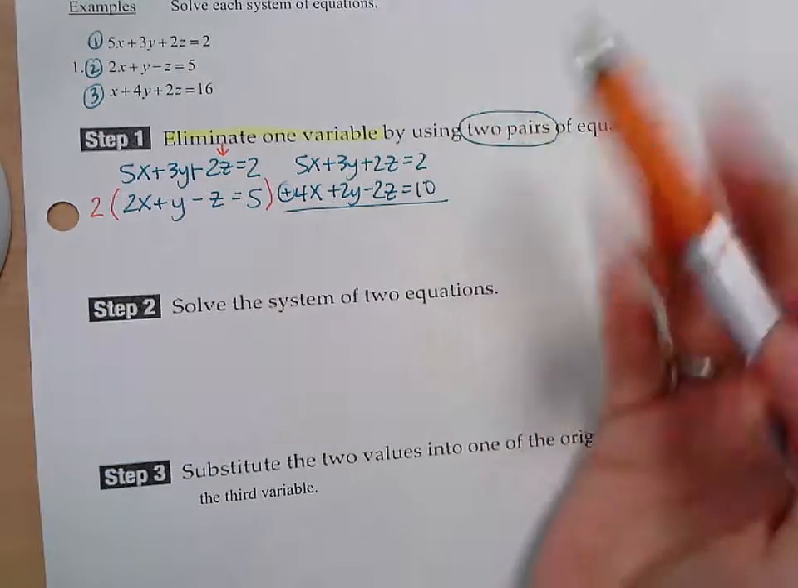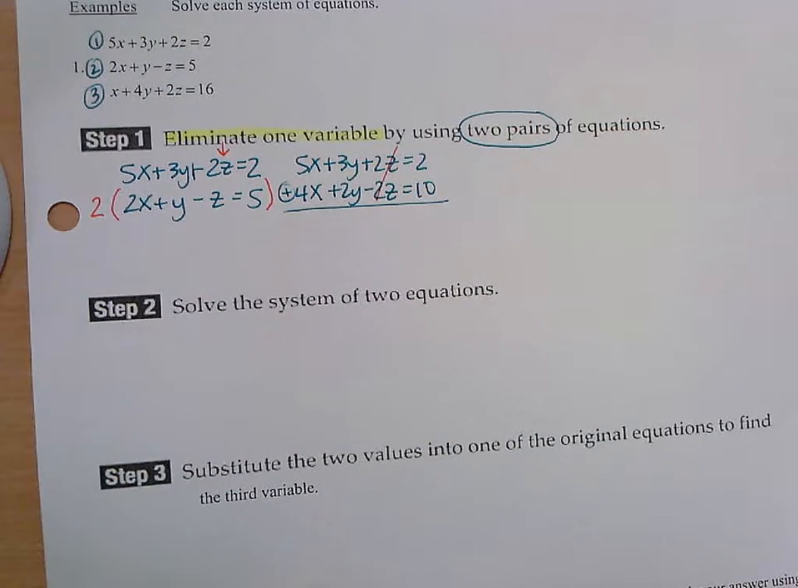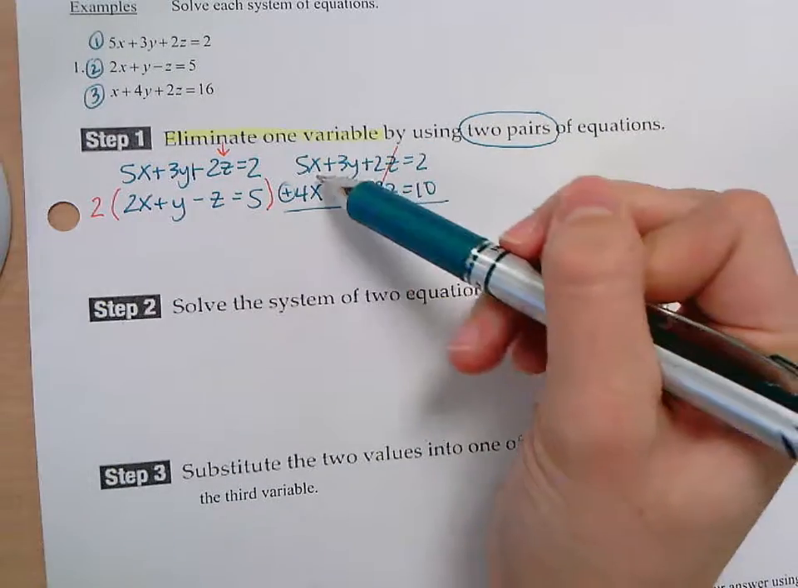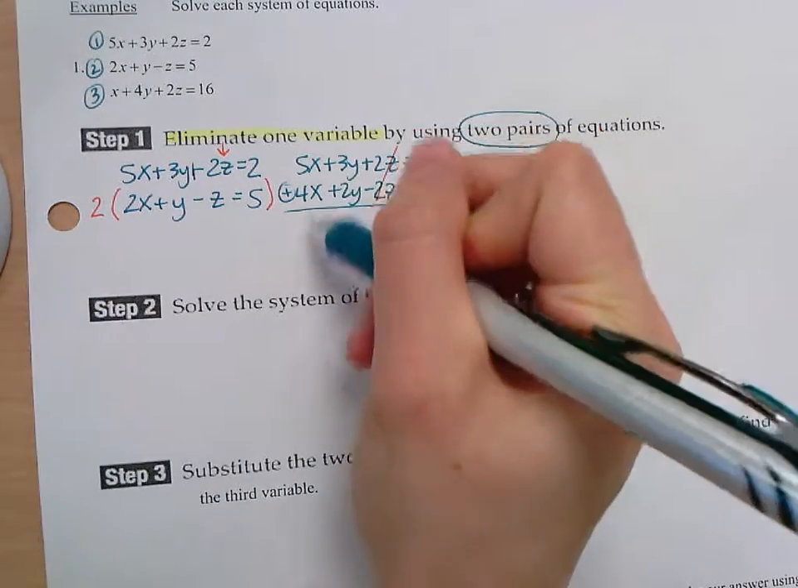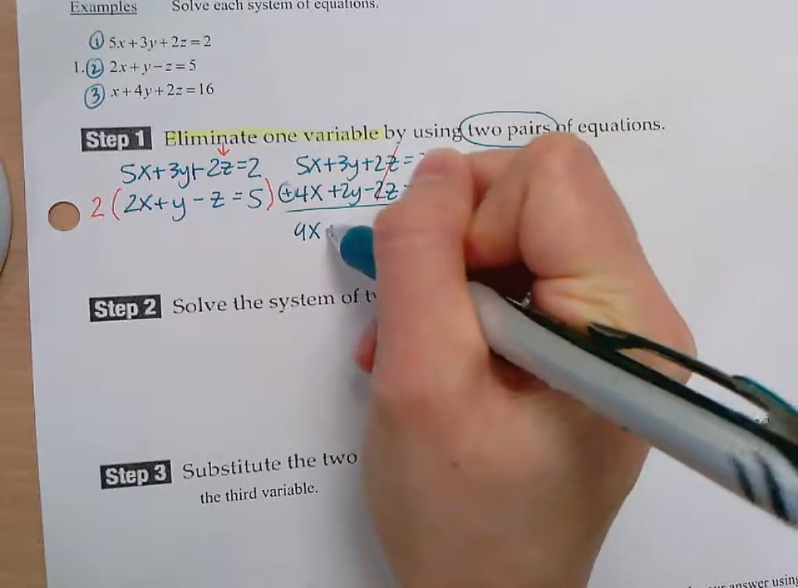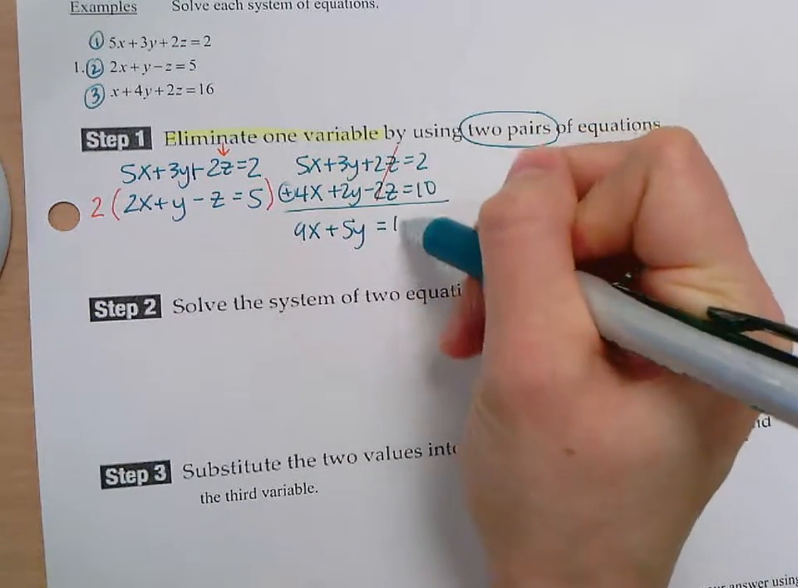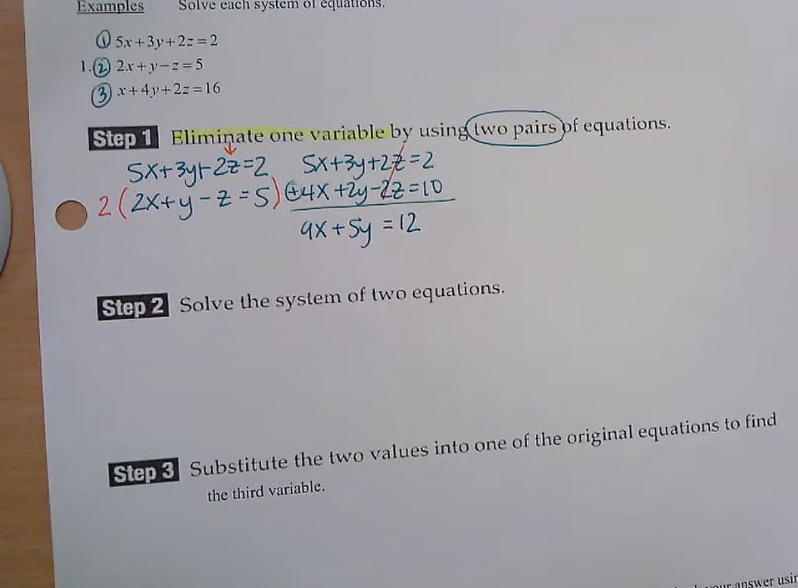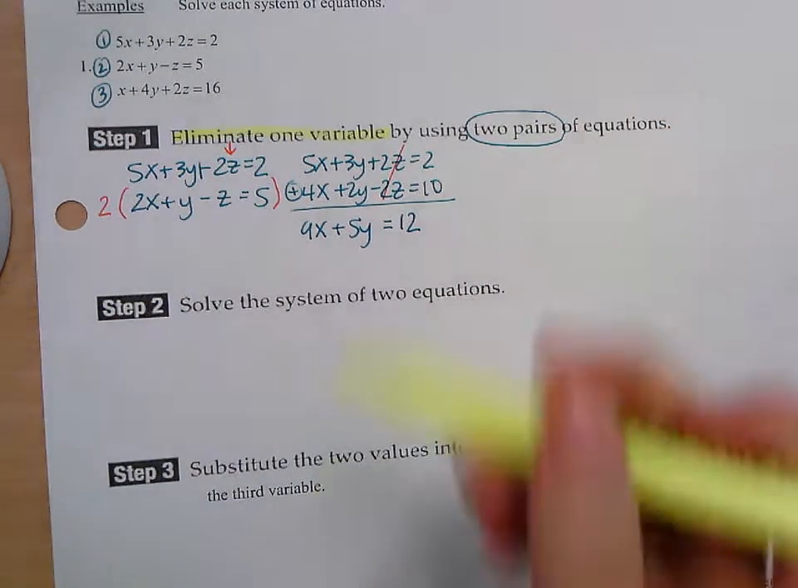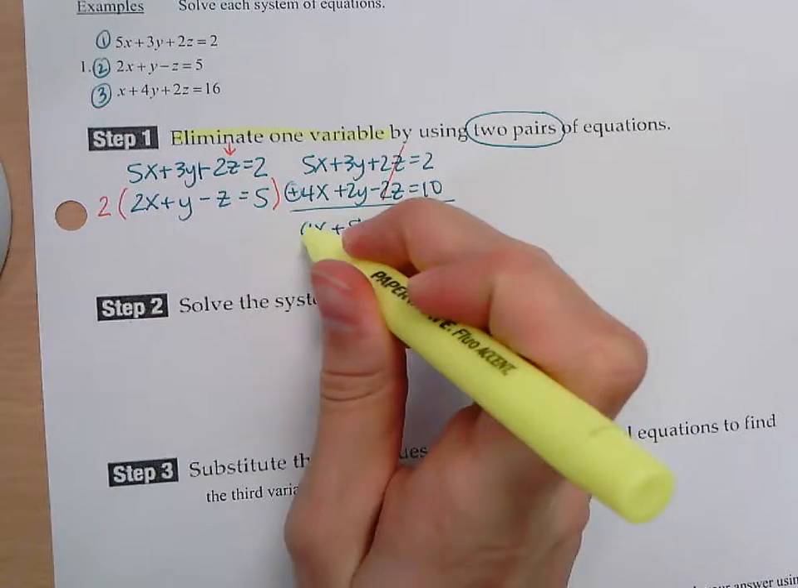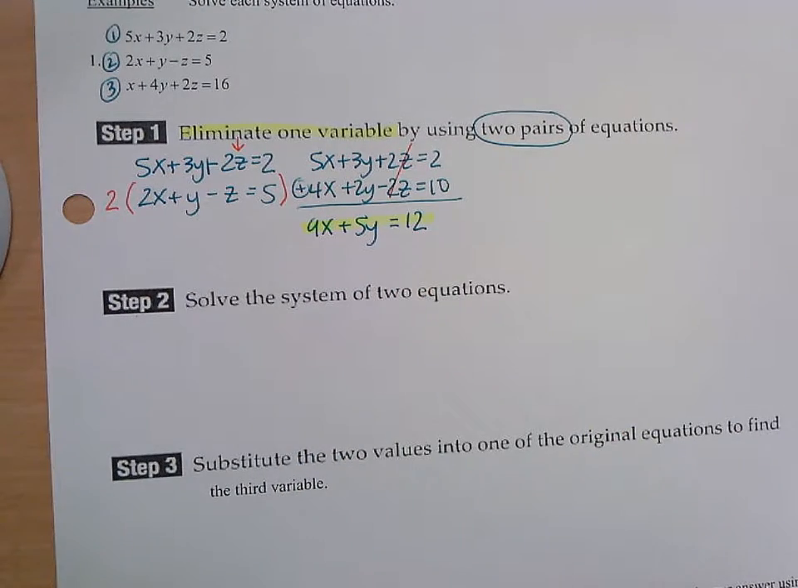Okay, but if I add these together, my z's do eliminate. 2z plus negative 2z is 0. And then I add the resulting like terms, so I get 9x plus 5y, bring down my equal sign, and then 12. Okay, and then I'm saving this. I'm not done in step 1, but I'm saving this for step 2. I'm going to need that equation again.